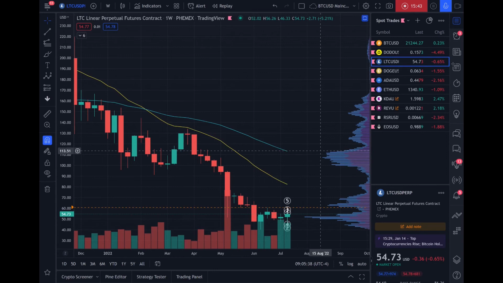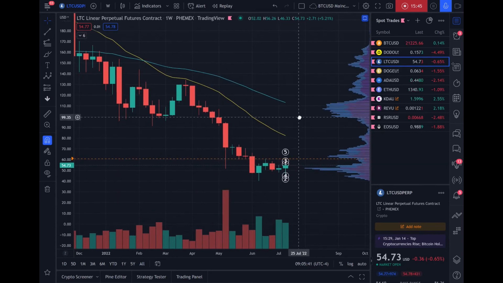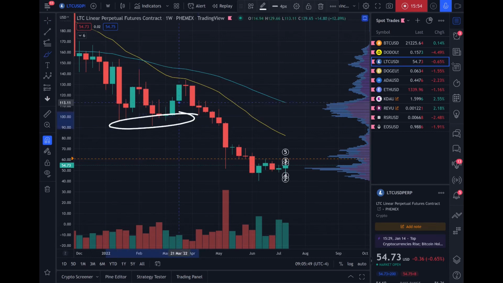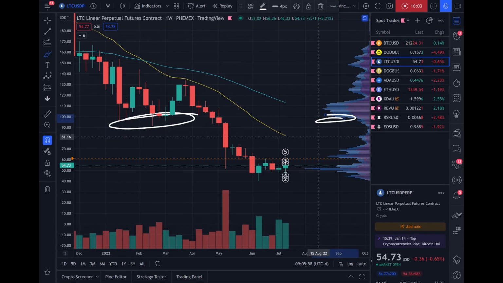Litecoin, same idea, same kind of thinking. You look at the VPVR, you look at price action, you don't see any major resistance until you get to this area right here, okay? So I'm looking between, what, 82 and 100 for Litecoin, okay? Again, you want to be smart about this. You do not want to overtrade these moves.